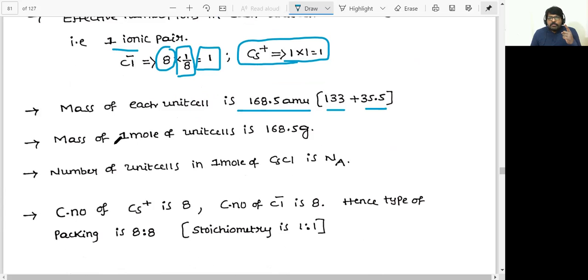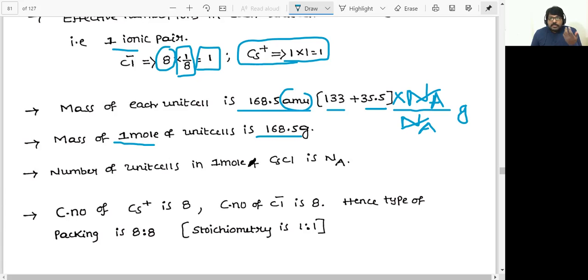But if you want to find the mass of 1 mole of unit cells, in grams, you need to take two modifications. The first one: this value must be multiplied by Avogadro number, because we need the mass of 1 mole of unit cells. And I'm expressing the mass of 1 mole of unit cells in grams, so I have to convert this AMU mass into grams. So that should be divided by Avogadro number, because 1 AMU is equal to 1 by 6.022 into 10 power 23 grams. So now it is converted into grams, and here N A gets cancelled and it becomes 168.5 grams.